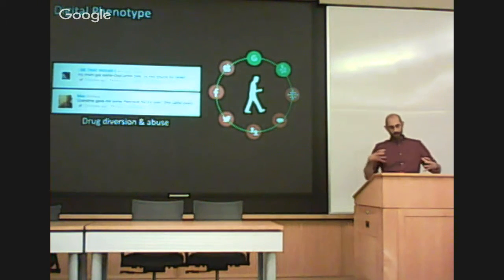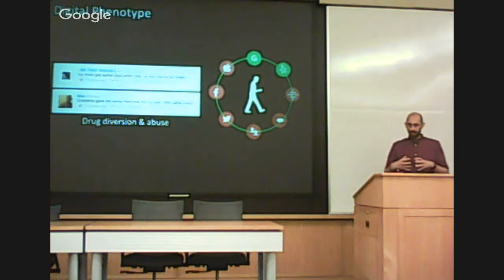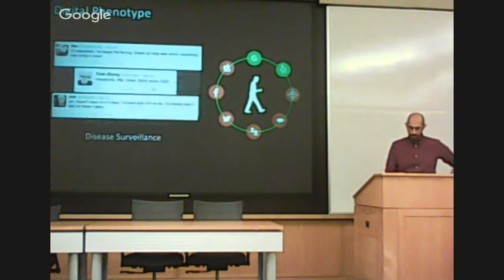And this is looking at an individual level, but when you begin to aggregate these tweets and look at spatial information over a large population, you can do disease surveillance as well, and really track the spread of disease, the notion of HealthMap that I talked about.